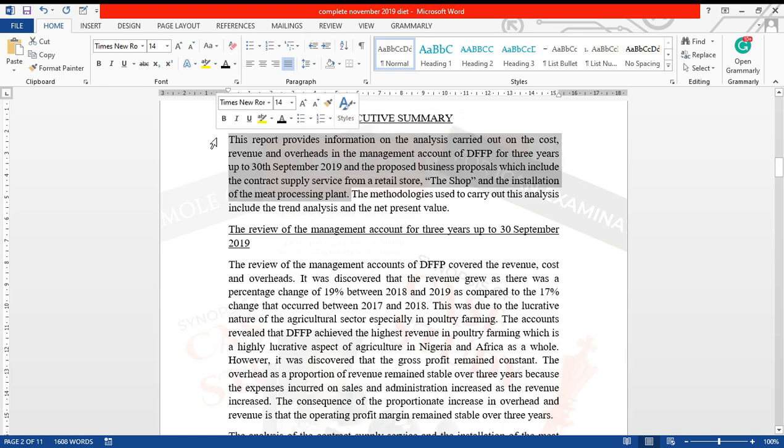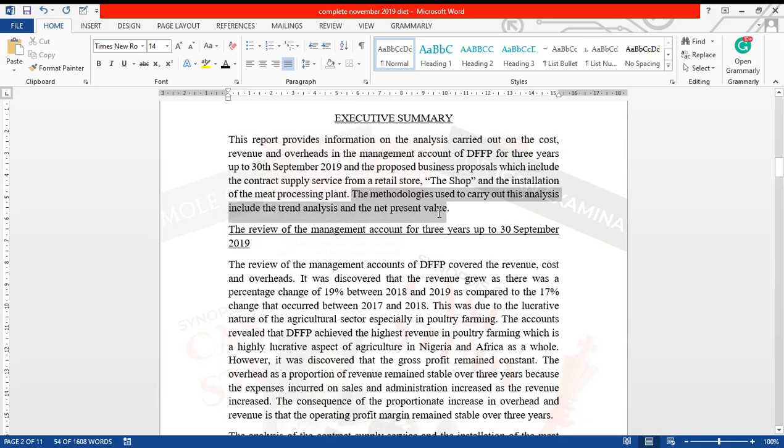And the scope is not what you want, right? The scope is as per the requirement of the examiner. And afterwards, we talked about the methodologies that we used. We used trend analysis, we used net present value. Then I also explained that your executive summary, you might not necessarily do it heading by heading. You may decide to do it paragraph by paragraph as you wish, right?